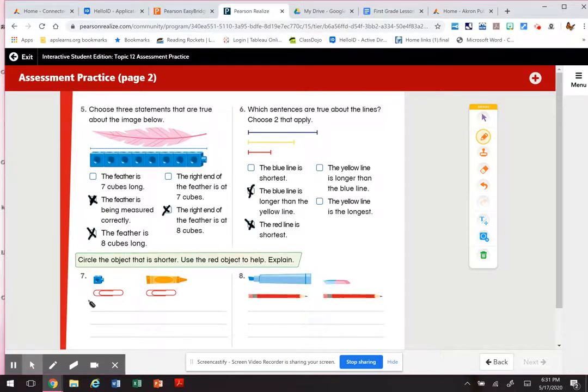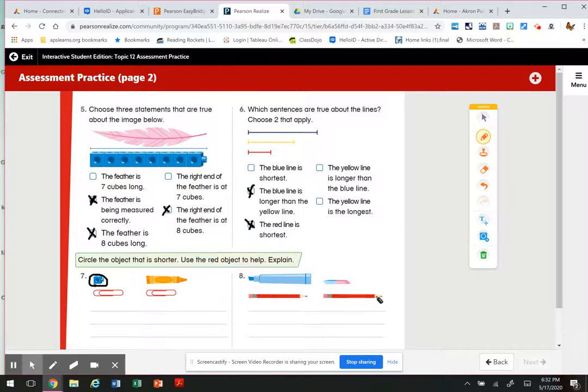Number 7 says, choose the object that is shorter. Use the red object to help and explain. So if we're using a paper clip and we look down here, we can see that the cube is shorter than the paper clip. And the paper clips are the same size. So that's why we can use the paper clips to compare the lengths of the object.